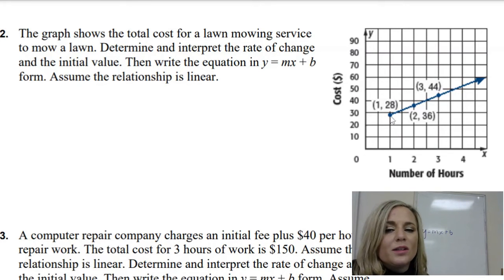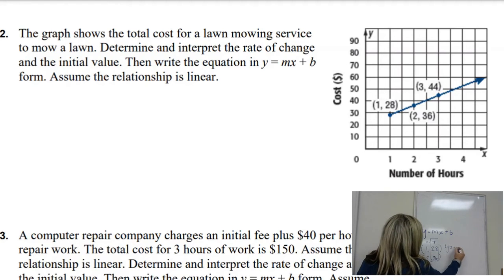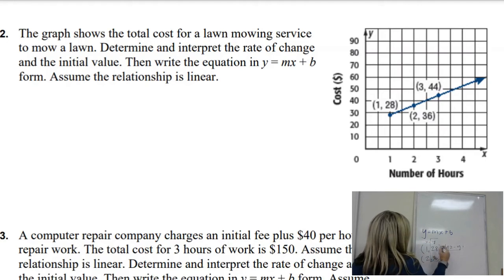All right, so we can see this is right under 30, but I'm going to use 2 points on here. I'm going to use 1 and 28 and 2 and 36 to find the slope. So we have 1 and 28 and 2 and 36. Okay, I'm going to find the slope. So it's a change in y. Here's my x and my y coordinates. So it's change in y, y2 minus y1, over the change in x, x2 minus x1. So I'm going to plug it in. So it's 36 minus 28 over 2 minus 1.